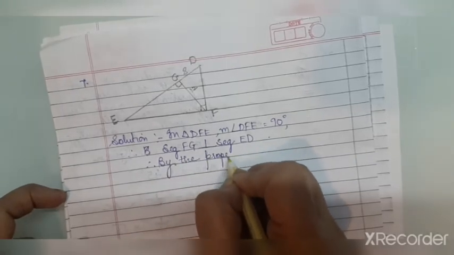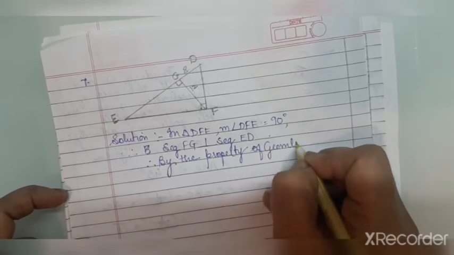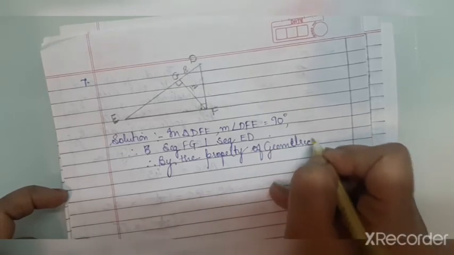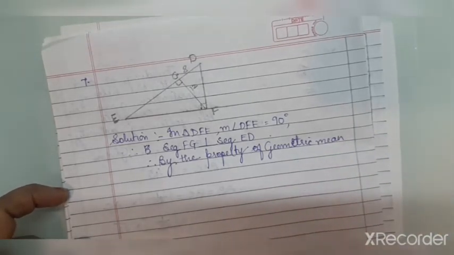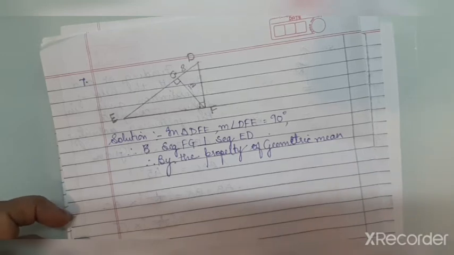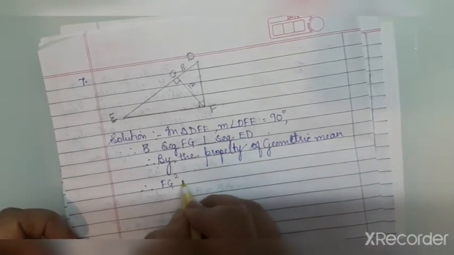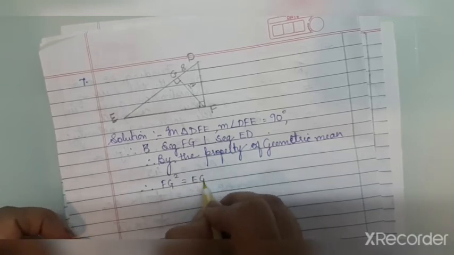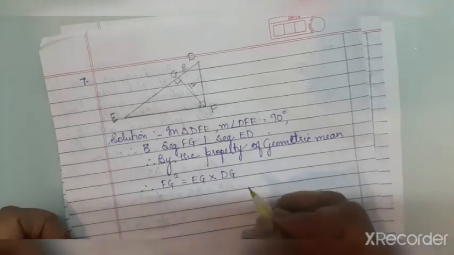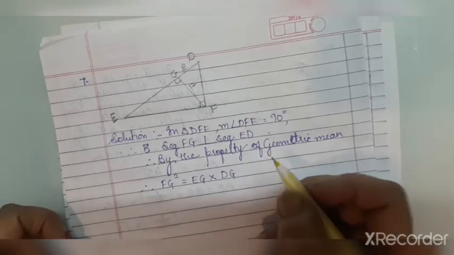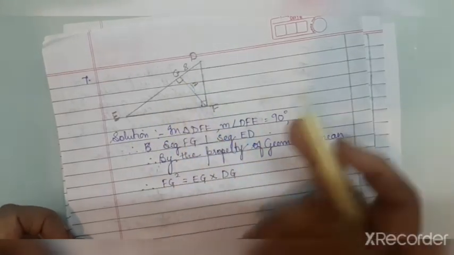Therefore, by the property of geometric mean, we will use, therefore FG square is equal to EG into DG. Okay, FG square is equal to EG into DG.